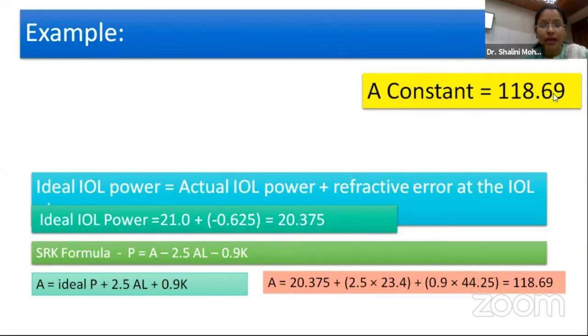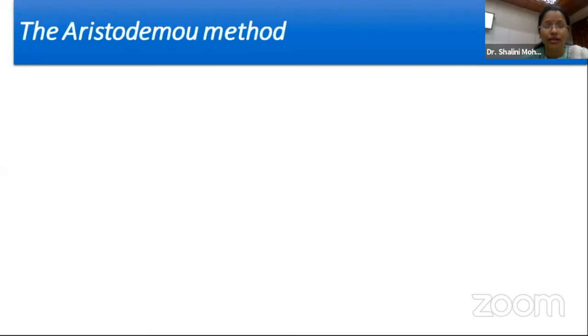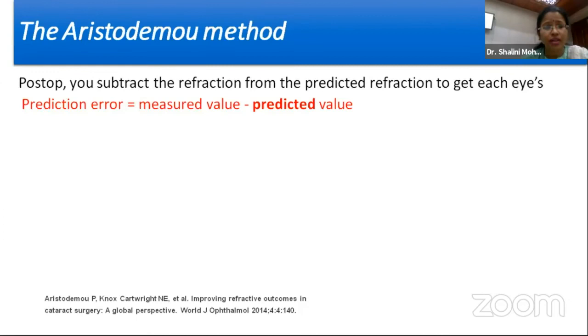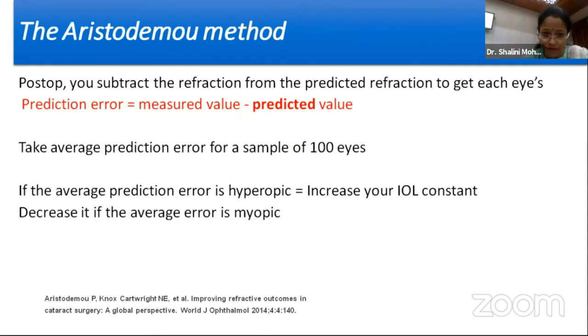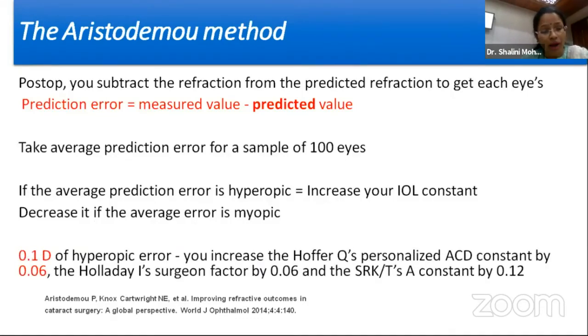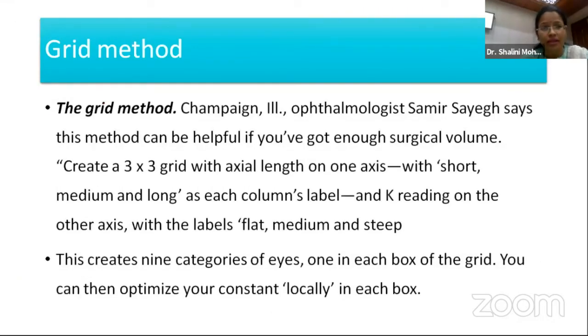So this is the method by which we can do it, but it seems a bit complicated and lots of calculations are involved. Another method is Aristotle's method, in which you calculate the prediction error, that is the measured value minus the predicted, and take the average prediction error for a sample of 100 eyes. But again, here we need to add 0.1 diopter for 1 diopter of hyperopic error. We need to add 0.06 in Holladay and 0.12 for SRK/T. This is another complicated method.